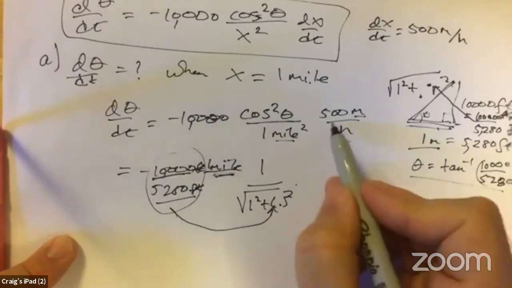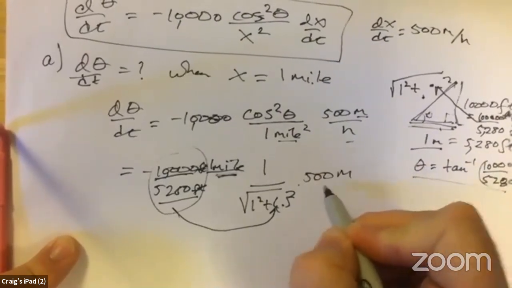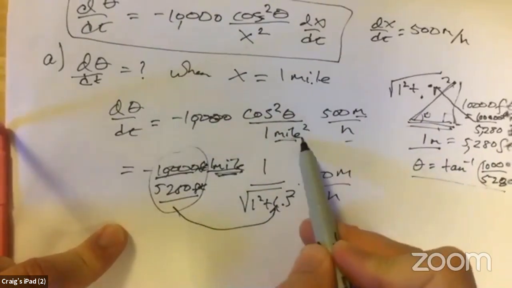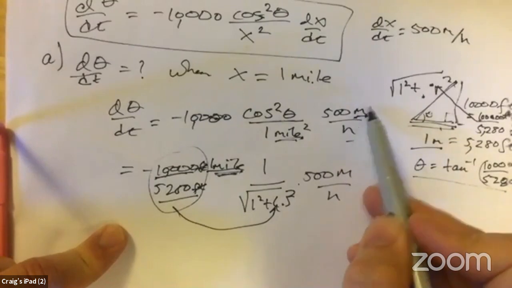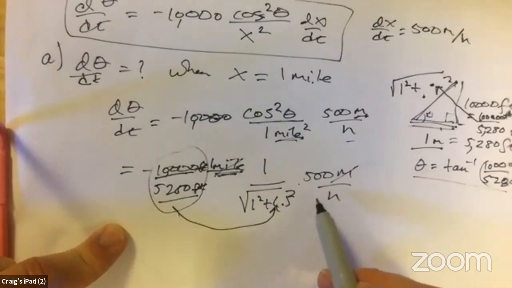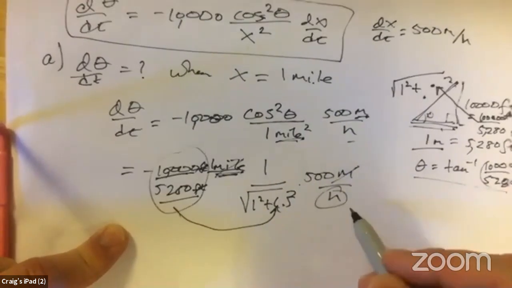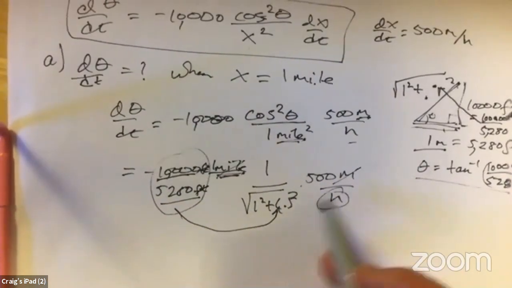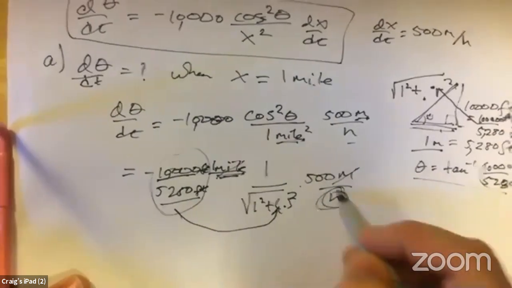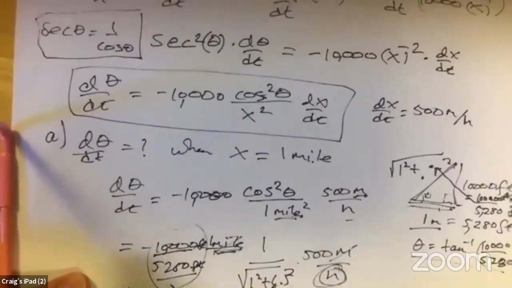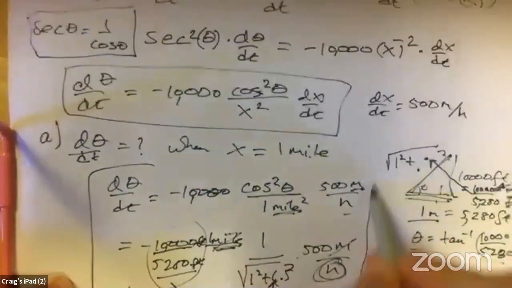And now I still just have times 500 miles per hour. And then all the pieces cancel. I have a mile here, I have a mile squared here, and I have a mile here. So all the distance terms disappear, and I'm just left with per hours. Well, what's per hours? That's what radians are. Radians are these unitless units. So I just have angles per hour. Okay, radians per hour is what's left. And so that whole thing, once we calculate it, gives us our answer.